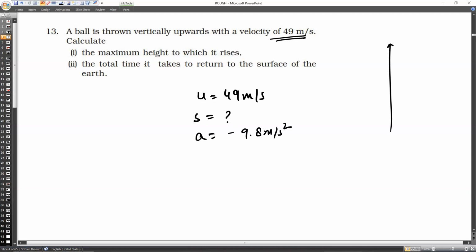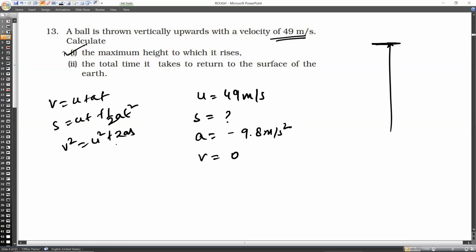Okay. So you need to calculate the displacement. And one more thing we need: a ball is thrown vertically upward, so at the highest point, its final velocity will become 0. So what is that thing that is neither being asked nor being given in the question? That is time. Out of these three equations of motion, V is equals to U plus AT, S is equals to UT plus half AT square, and the third is V square is equals to U square plus 2AS, in which equation is time not there?